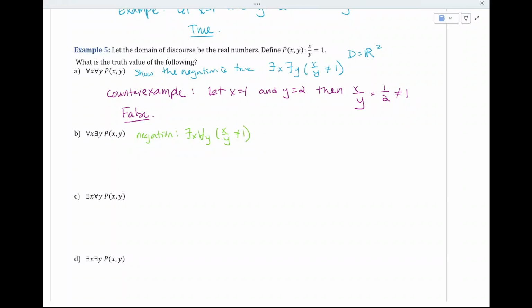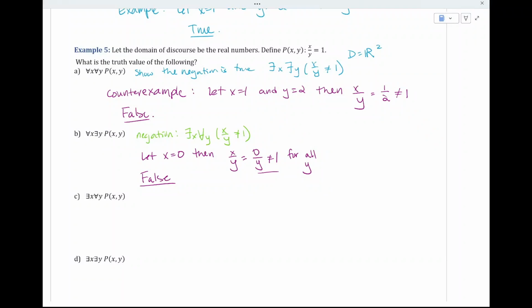So am I able to prove that this is true? If I pick a value for x, then this will work for every value of y. And I think it does. Let's let x be 0. Then x over y is 0 over y, which is not equal to 1 for all y. So it doesn't matter what value of y. I picked the value of x first. I pick x to be 0. And then for every single value of y I try, this is going to be true. And this is the negation. So I've shown that the negation is true. So that means my original statement is false.